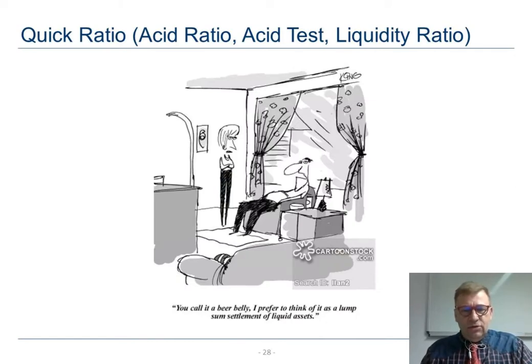And to underline again, sort of to release the pressure from your heads, this is another very nice cartoon of a very nice slim lady and a gentleman with a large belly, and he says, "You call it a beer belly. I prefer to think of it as a lump sum settlement of liquid assets." Obviously, it's a kind of a cartoon joke.